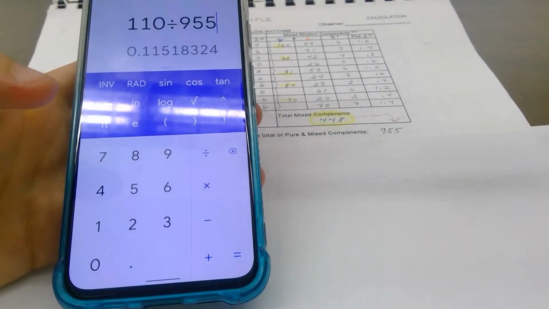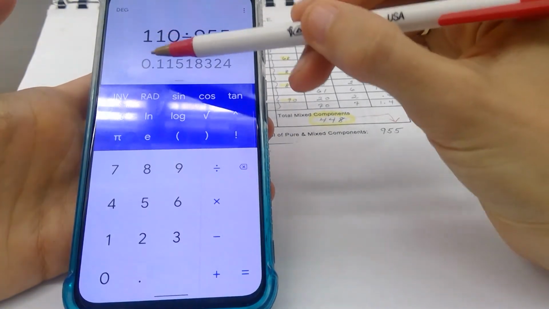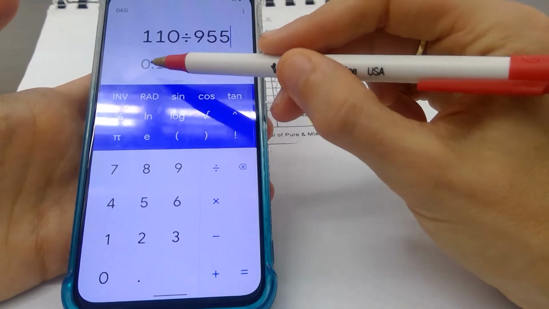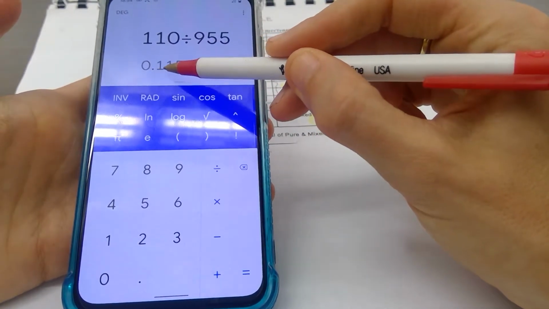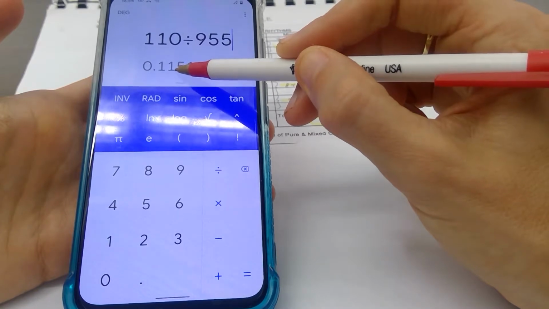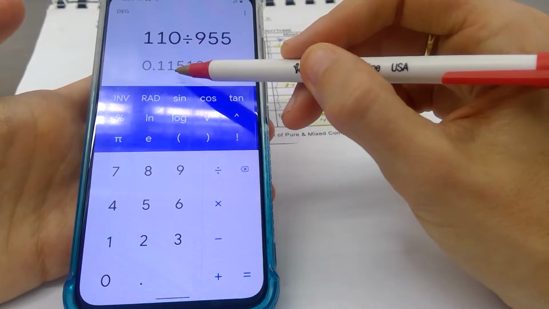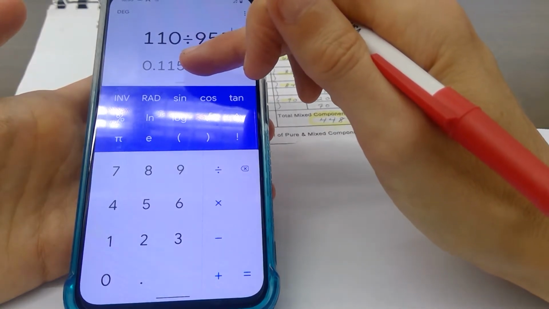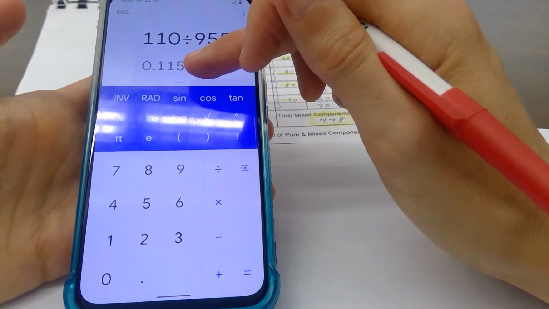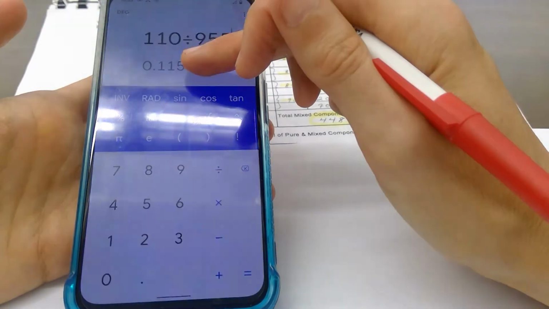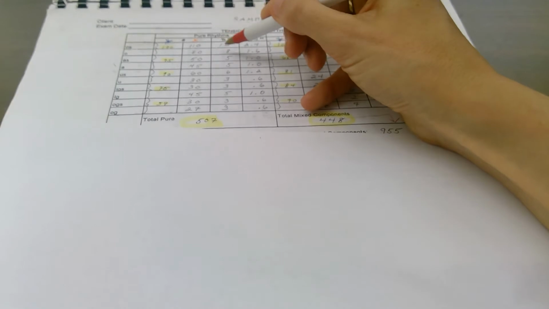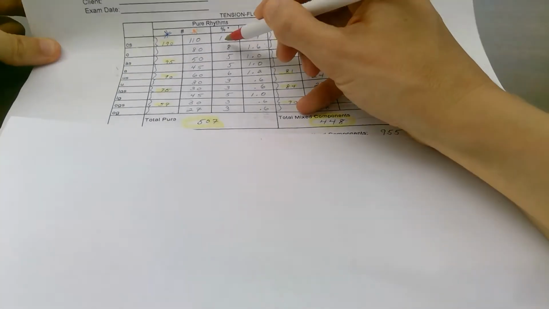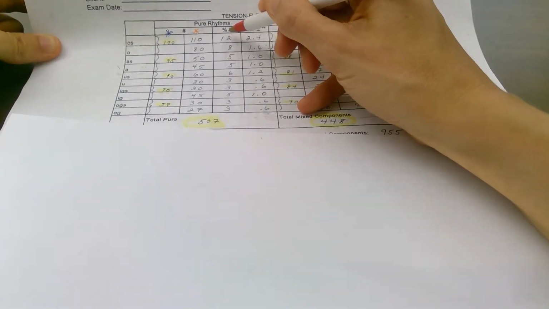If I take 110 divided by 955, you can see that it gives me 0.115, etc. In order to get a percentage, I take my decimal point 2 points over. And that gives 11.5. Now, because it's 0.5, mathematically we can round up to the number 12. And we can write in the whole number 12 right here. So it's 12% of the time the person was using biting rhythms.